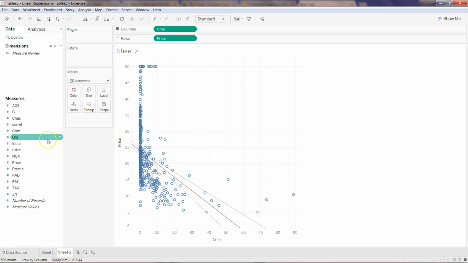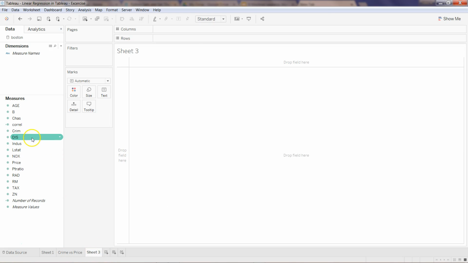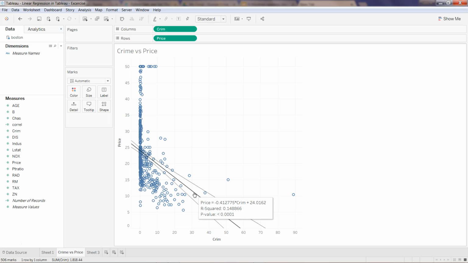And like I mentioned in the previous video, I really encourage you to now look at other variables, create different sheets, and give a proper name to each sheet, like crime versus price. Similarly, create another one and look at DIS versus price, and try to see when you are going here on this line, you are getting three values: price, R squared, and P value. Try to document the value of R squared and see where you are getting the highest R squared. Once you get the highest R squared, that means that's the most useful variable.